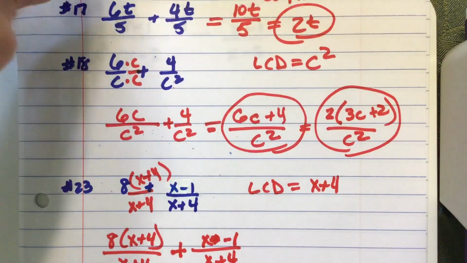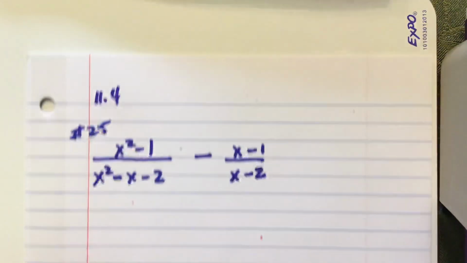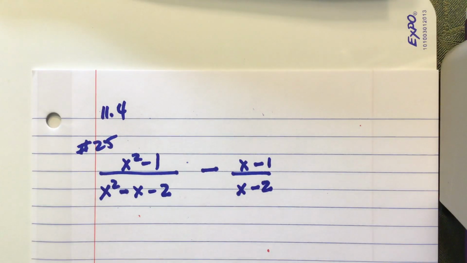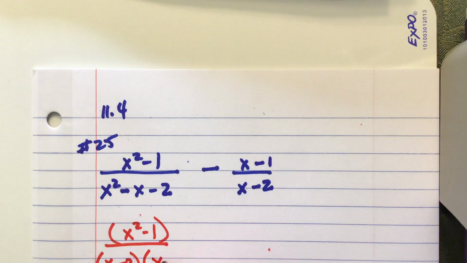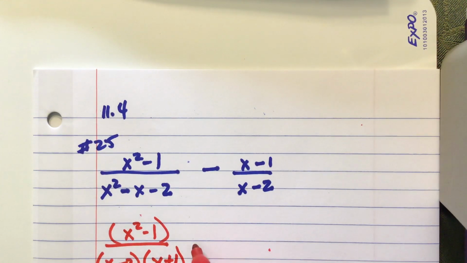Okay? And let's try this problem. This is kind of a tricky problem. Number 25. So number 25 had x squared minus 1, and in the denominator, x squared minus x minus 2, we're going to subtract the fraction x minus 1 over x minus 2. So my numerator here, I'm just going to leave this as x squared minus 1 for right now. Let's factor the denominator. And this becomes x minus 2 times x plus 1. And I'm going to subtract x minus 1 on the top and x minus 2 on the bottom.